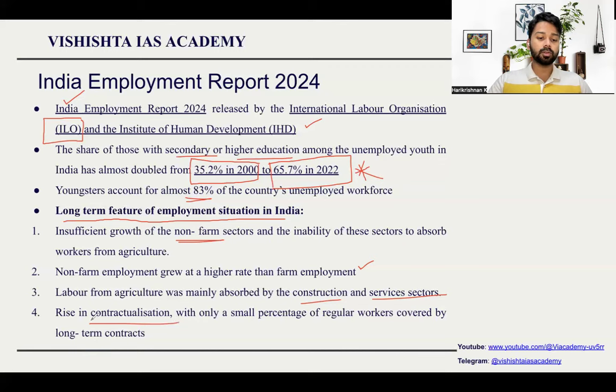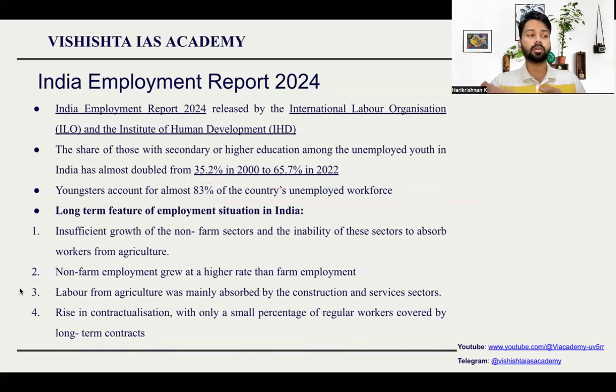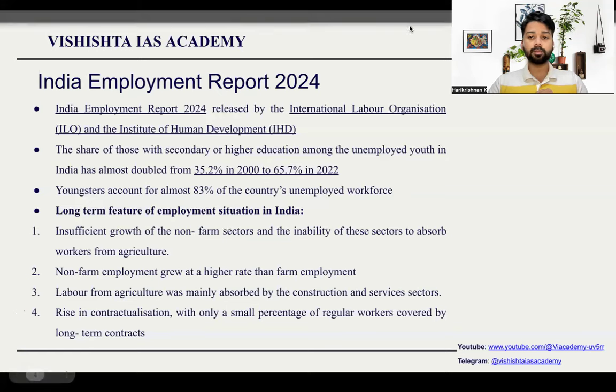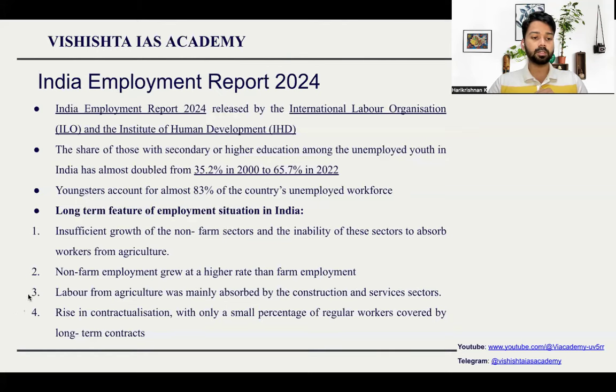Rise in contractualization. Contract-based employment is increasing. When you have contract-based employment, you get a contract for 3 months or 4 months or maybe 6 months, but after that unemployment will come up again. And in contract-based employment, you won't be getting any formal benefits such as insurance, etc. So these are all points of concern, which the India Employment Report 2024 by the International Labour Organization has told. So try to remember all these points because it's important for both prelims and mains.